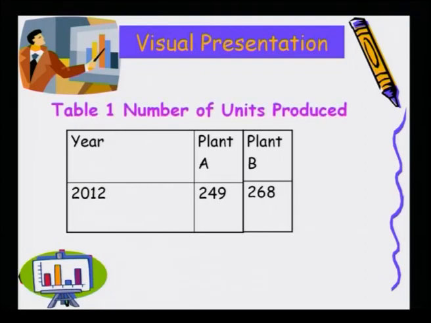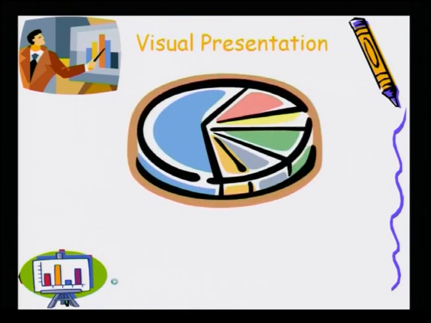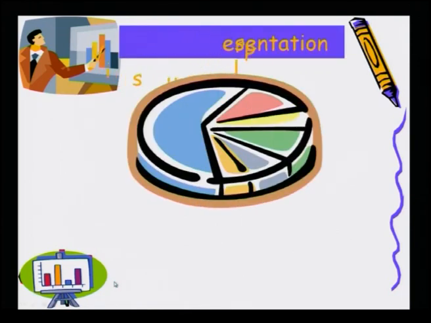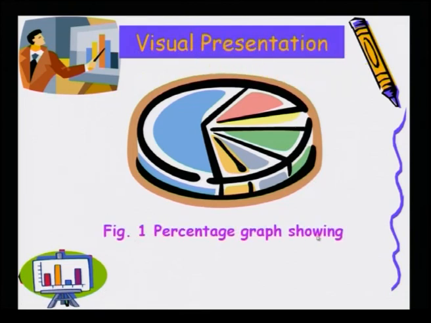For example, this is a table, Table 1, the number of units produced. This is the title of the table, and it is given on the top. And if you look at, for example, a figure, let us say this is a pie chart, and you look at where the title is given, it is given below. This is a convention of writing and presenting reports when you are using visuals.